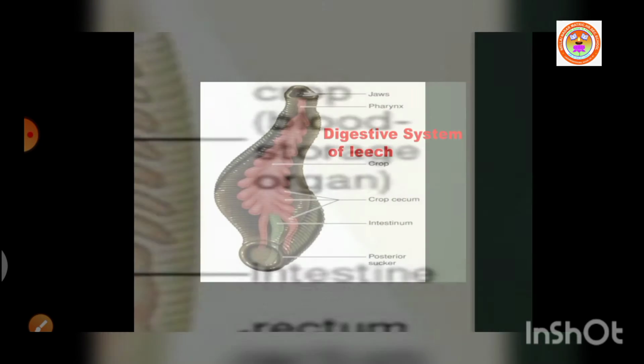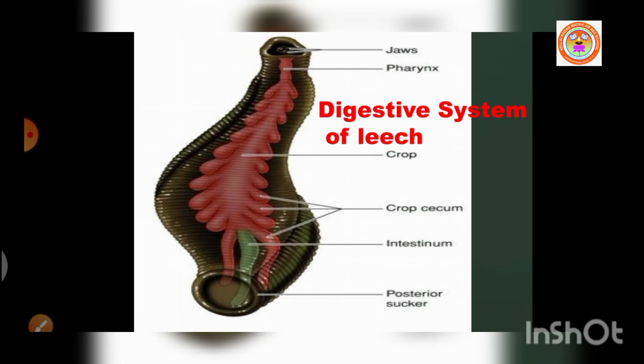Crop is the largest portion of the alimentary canal. Here you can see the crop, which is underlined by red color. It is divided into a series of 10 chambers. Each chamber communicates with each other. A pair of lateral outgrowths arises from each chamber, known as ceca or diverticula. It is mentioned here as crop cecum.